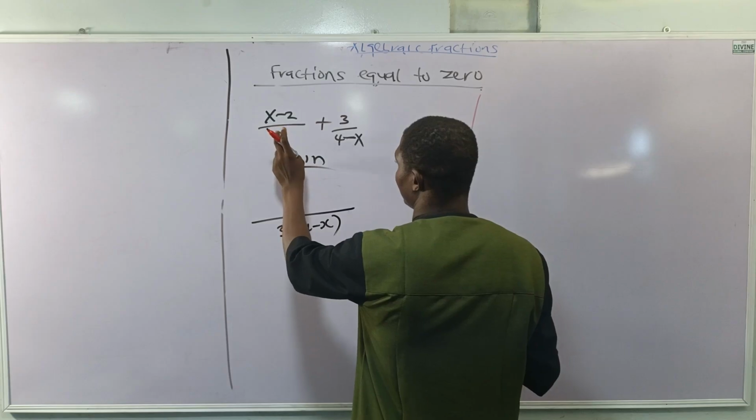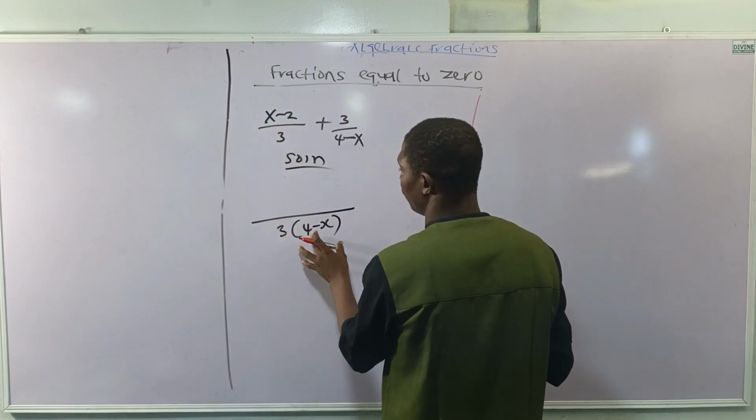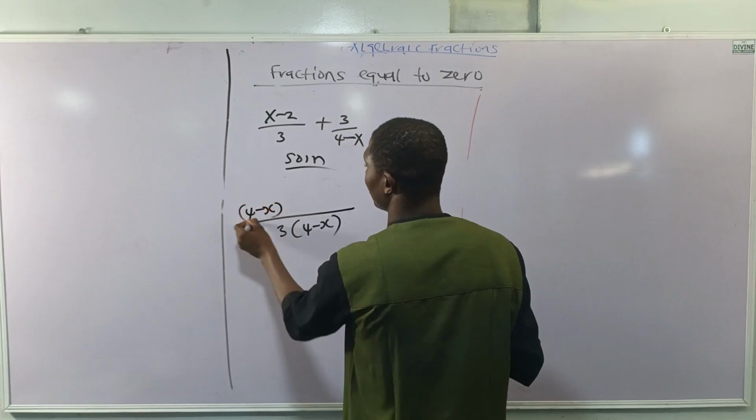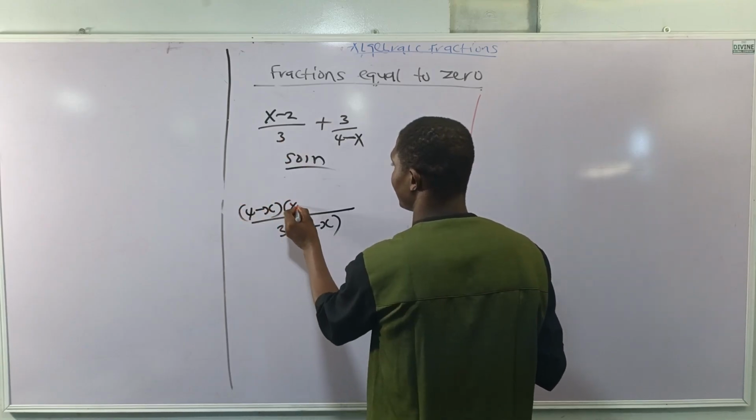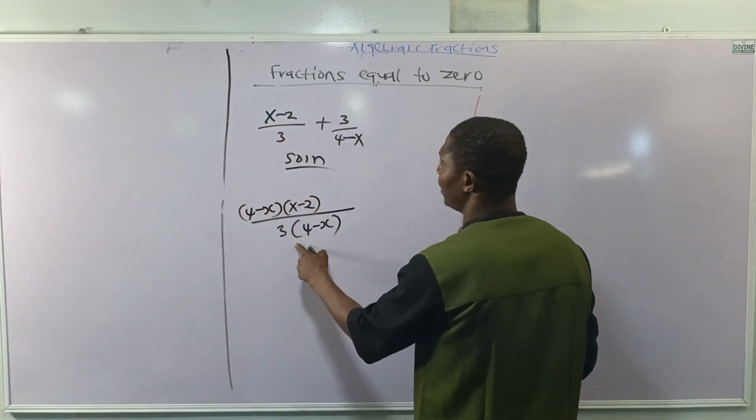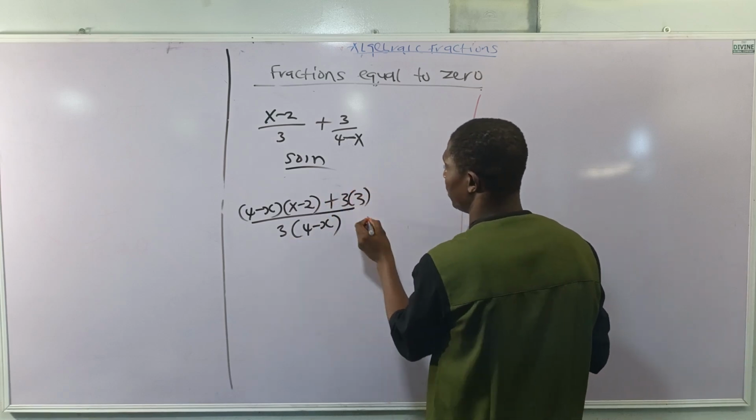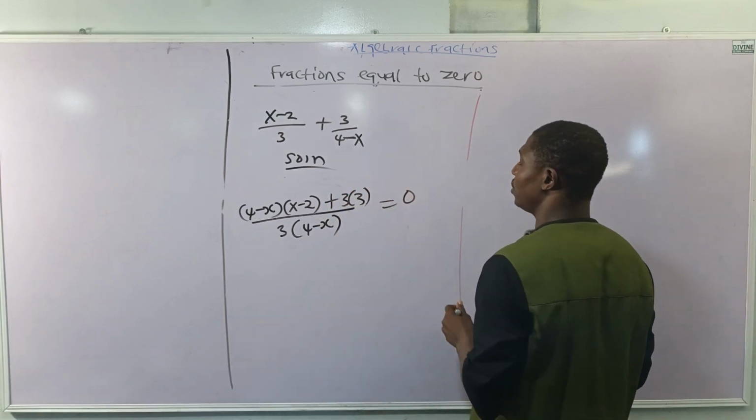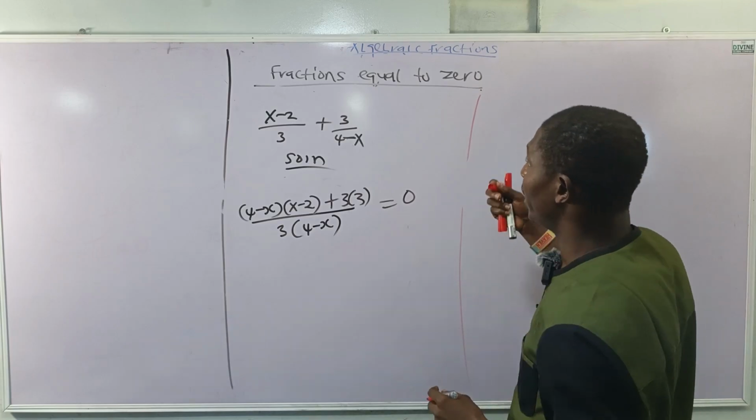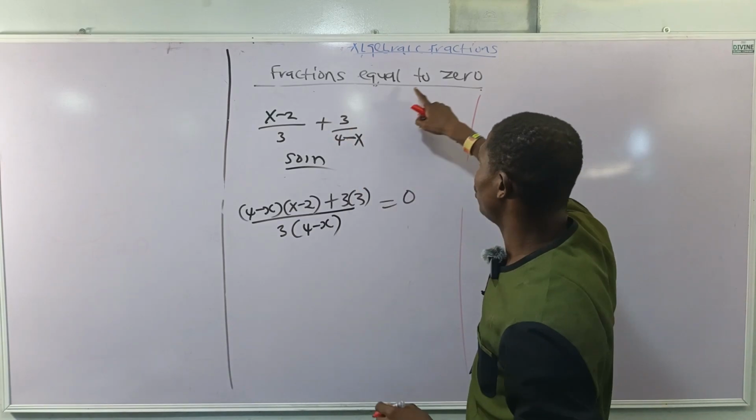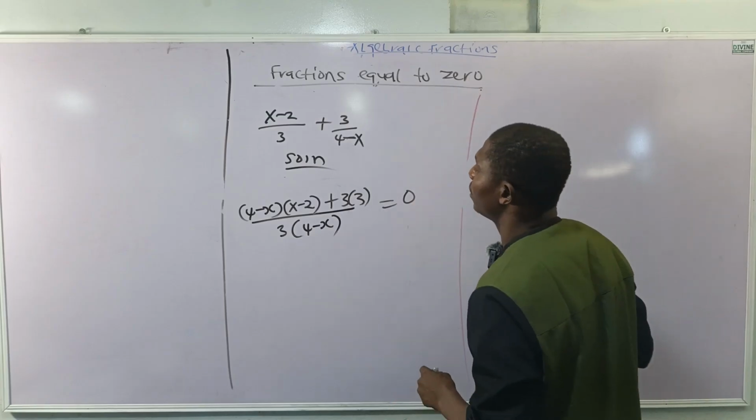And we can see that 3 divided by this will give me 4 minus x. So I have (4 minus x) multiplying (x minus 2). And this dividing the LCM will give me 3 left. So I have my 3 here. All must be equal to 0, because we're asked for what value of x is the fraction equal to 0.